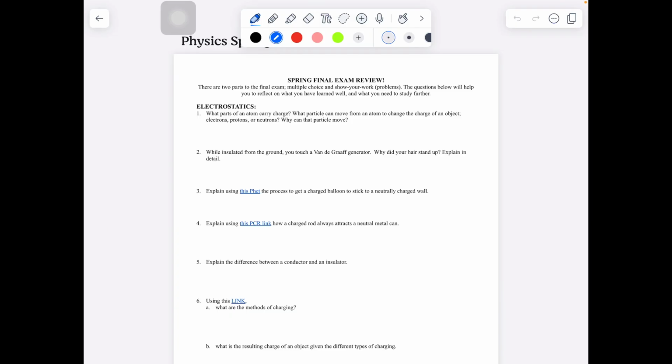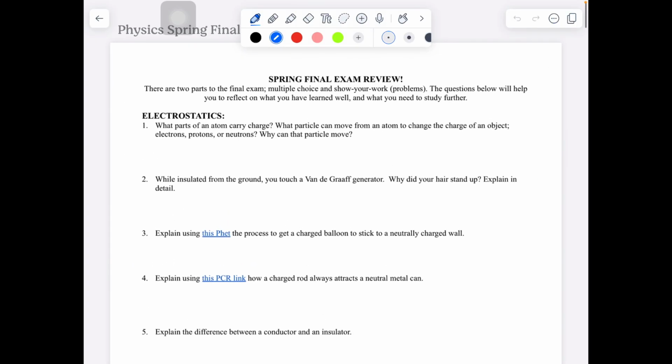What parts of an atom carry charge? What particles can move from an atom to change the charge of an object? Electrons, protons, or neutrons? Why can that particle move? Okay, well, what parts of an atom carry charge?